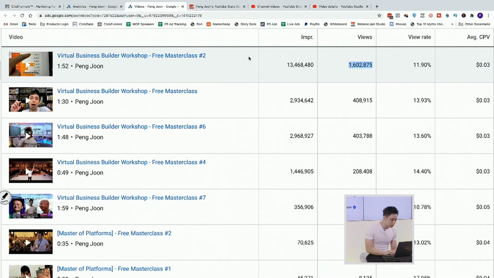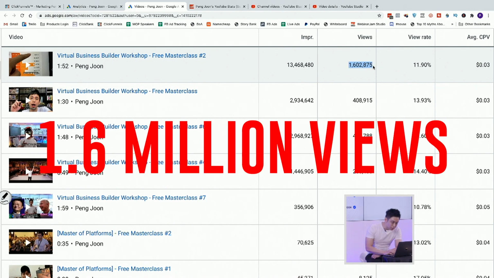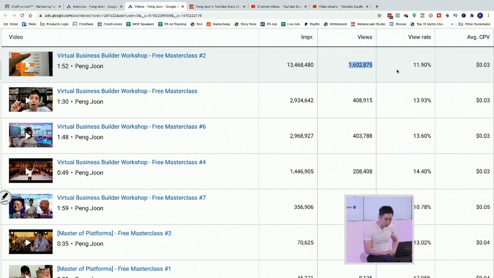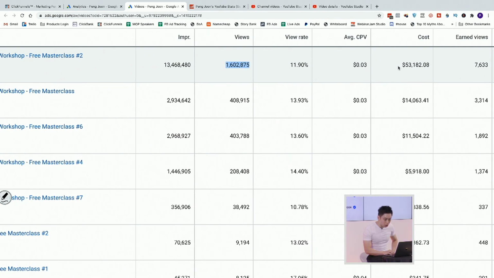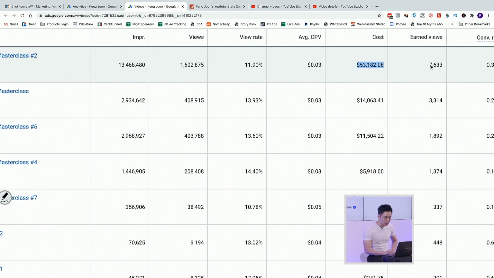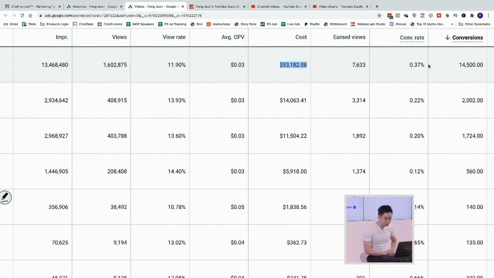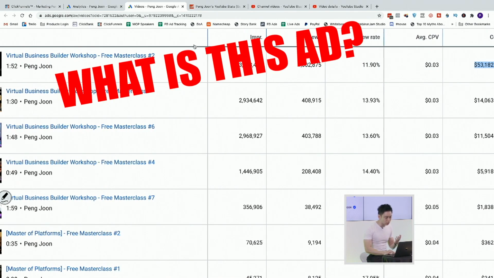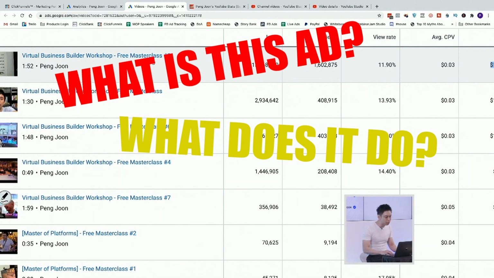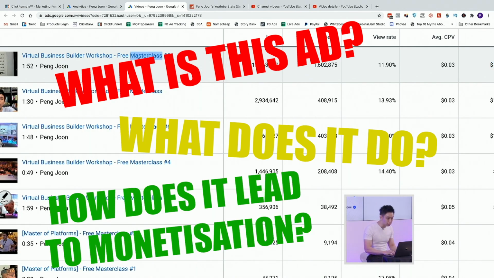What we're going to take a look at today is this ad that did particularly well. Today it has got about 1.6 million views, and the cost in terms of getting it to 1.6 million views cost me about $53,000. Now we'll talk about what earned views are and conversion rates and conversions. Let's begin with what is this ad? What does it actually do? How does it lead to monetization?